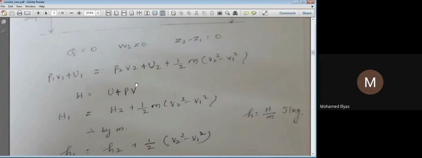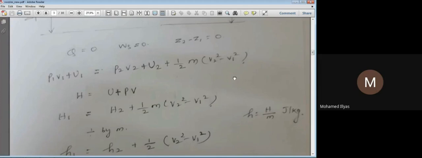Now we know that in thermodynamics, enthalpy equals U plus PV. That is the sum of internal energy and the pressure-volume product. That only we call enthalpy. So this U plus PV can be directly replaced with H. Capital H is called enthalpy. If I divide this capital H by m, this is called specific enthalpy, so enthalpy per unit mass. We refer to these with small letters. For example, volume V divided by m, meter cube per kg, is small v, specific volume.